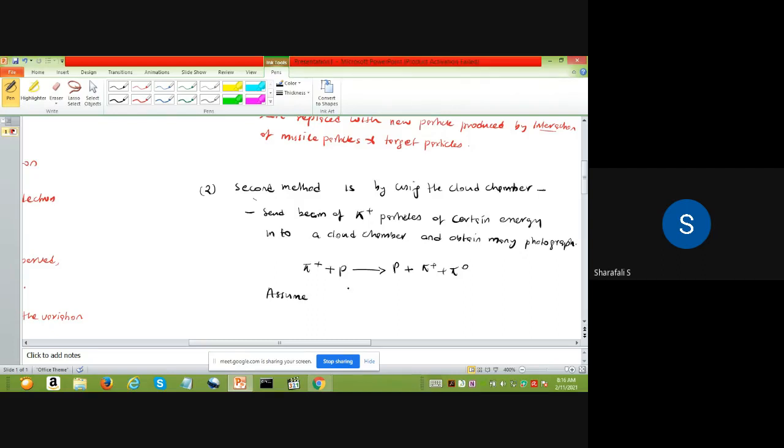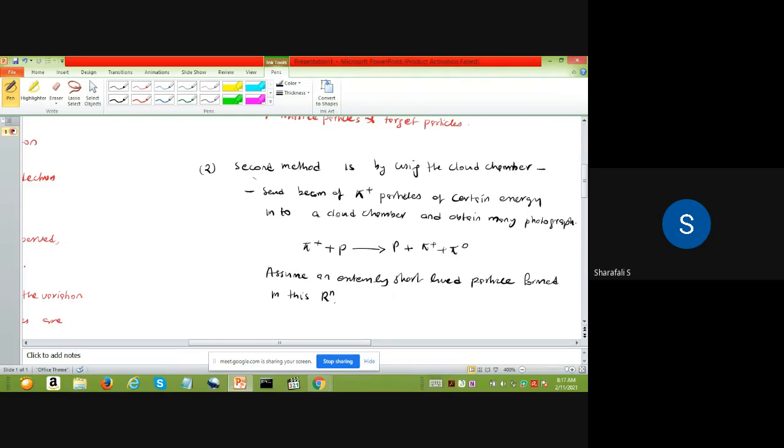Assume that an extremely short-lived particle is formed in this reaction. So we are just assuming that one particular extremely short-lived particle is formed.